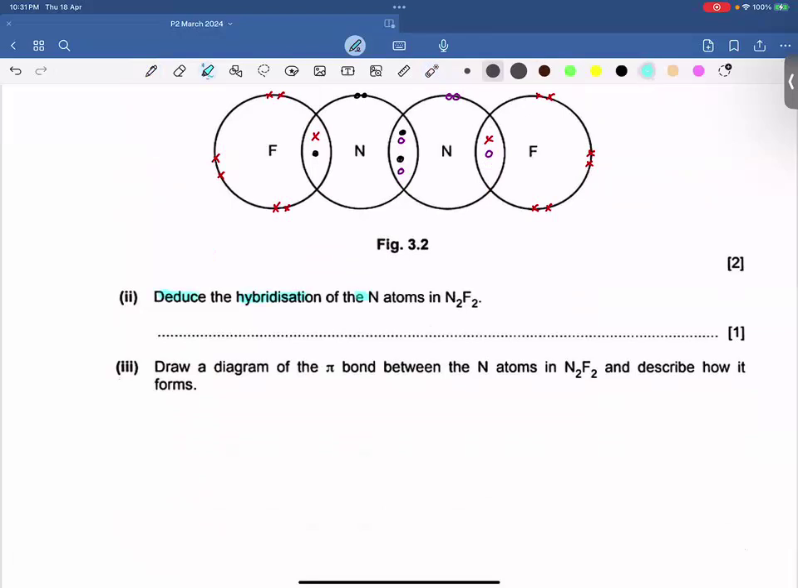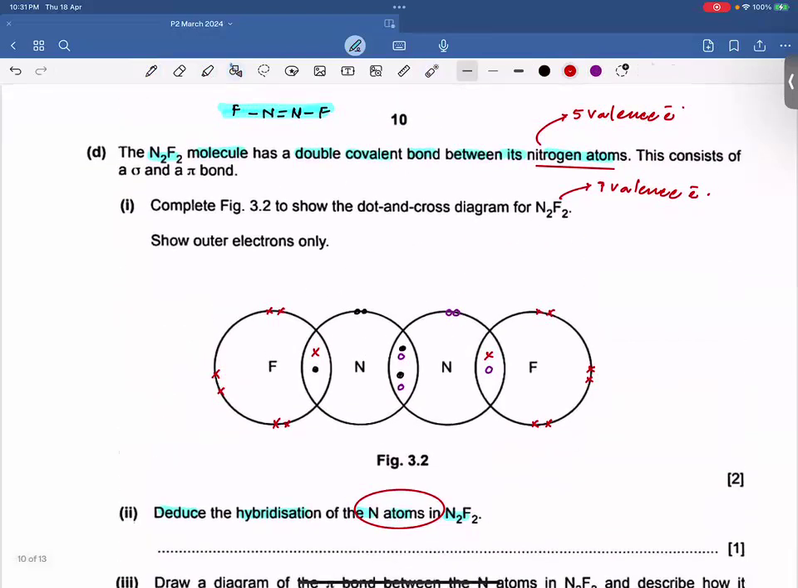Deduce the hybridization of the nitrogen atom in N2F2. Okay. So the examiner is specifically talking about the nitrogen atom. So the central atom would be nitrogen, right? This nitrogen and this nitrogen have the same chemical environment, which means we need to determine the hybridization of any nitrogen atom. The hybridization is going to be the same for the other nitrogen atom as well.